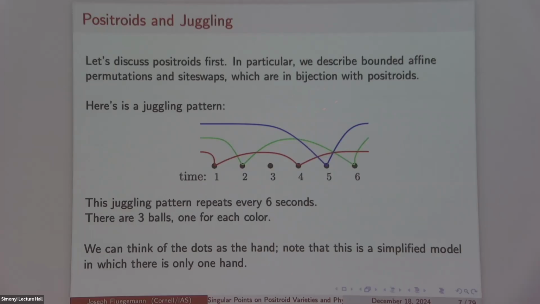So one way that I like to think about positroids is in terms of juggling patterns. That's just a simple basic example of a juggling pattern. You think about time as moving to the right, and each color is a different ball. At second one, the red ball gets caught and thrown into the air, and then it lands in the fourth second. And then, at the second second, a green ball gets caught and thrown, and this repeats every 6 seconds.